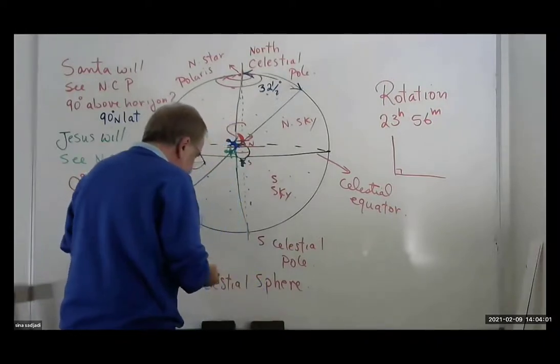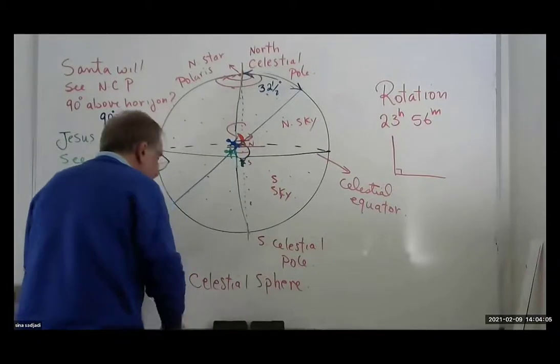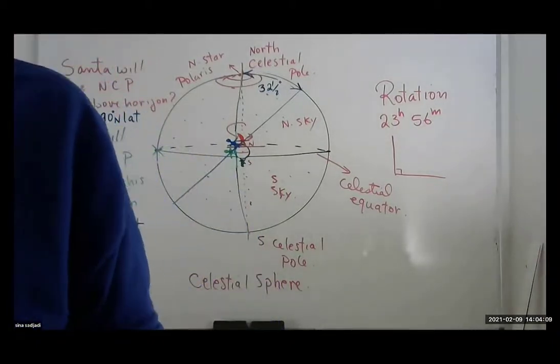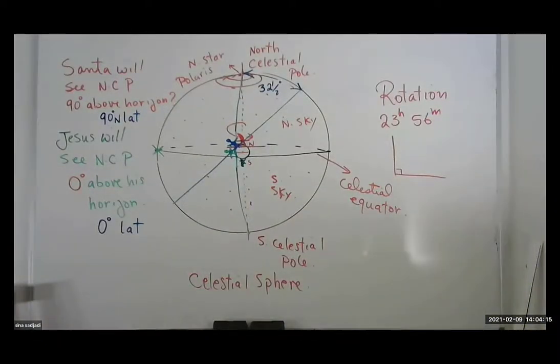All right. So that explains what we just saw. If you live in San Diego, the North Celestial Pole is going to be 32 and a half degrees above your horizon, because your latitude is 32 and a half degrees. If you're Santa, your latitude is 90. Then you see the North Celestial Pole 90 degrees above your horizon. If you live at 50 degrees north, you see the North Celestial Pole 50 degrees above your horizon, and so on.